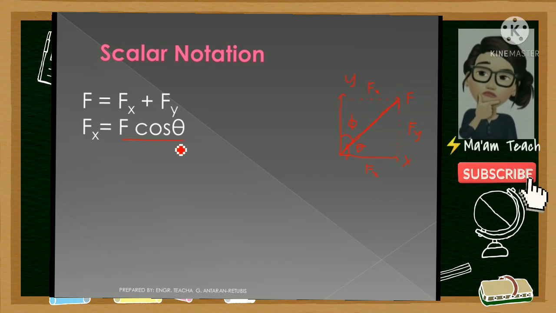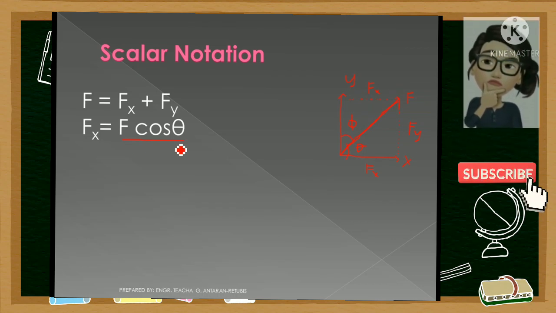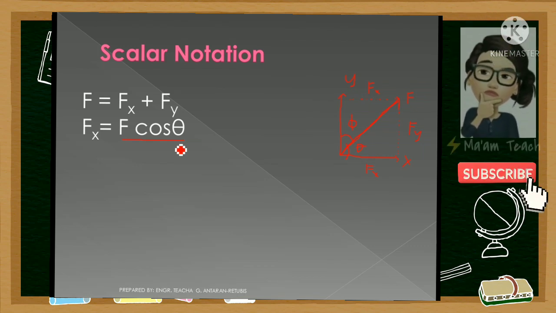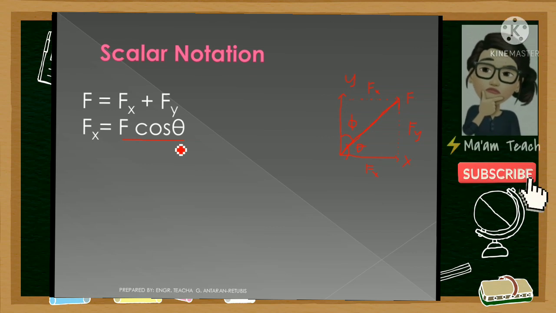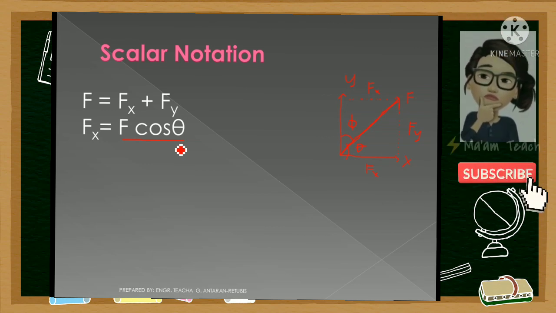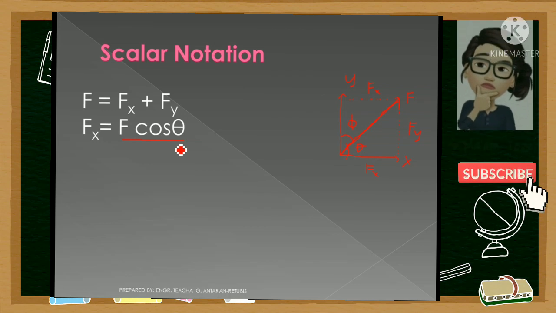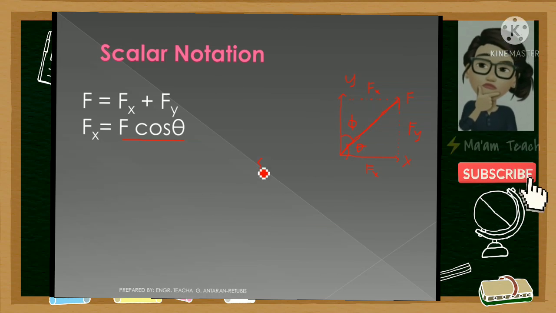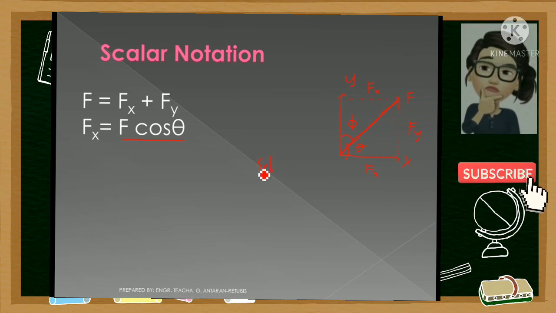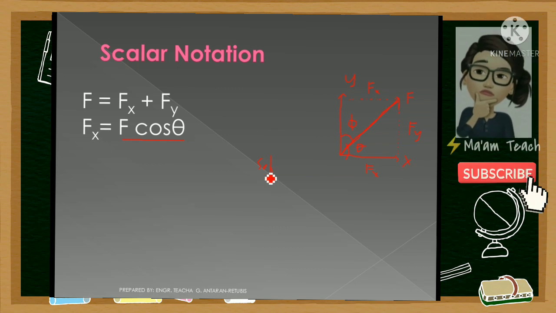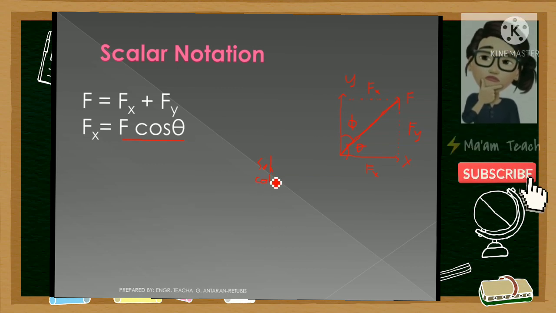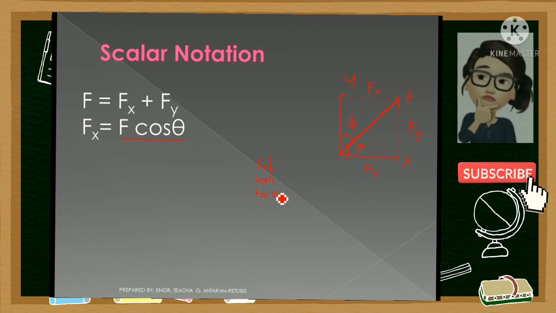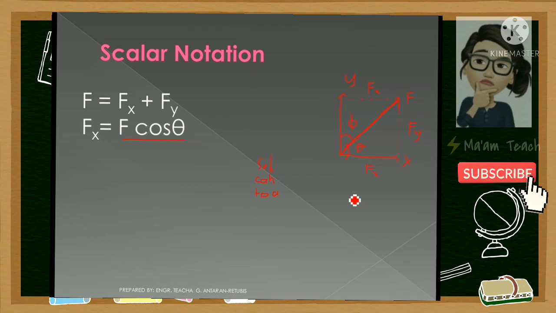This F cosine theta, class, was taken from our trigonometric identity. If you could recall from your trigonometry, we have the common trigonometric functions, which are sine, cosine, and tangent. If you recall, you have SOHCAHTOA, if you can remember that. SOH represents sine equals opposite over hypotenuse, while CAH is cosine equals adjacent over hypotenuse, and TOA is tangent equals opposite over adjacent.